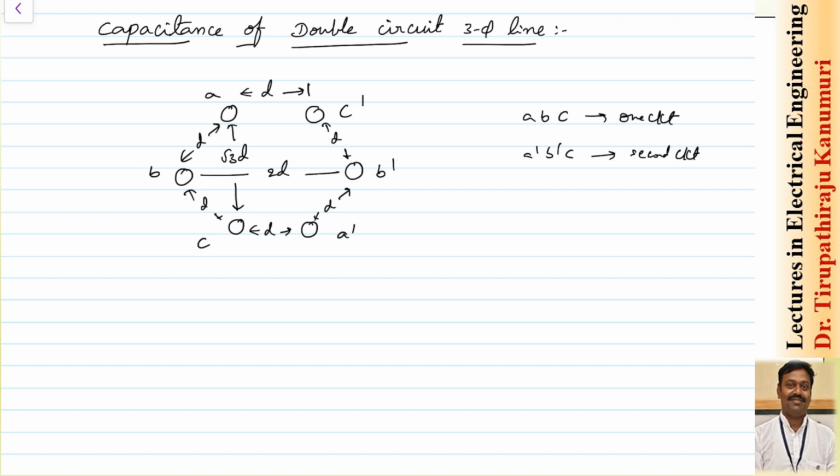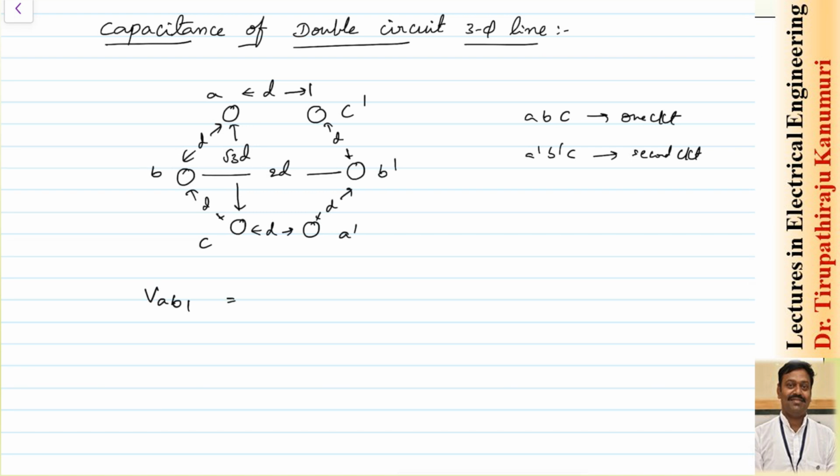Now we are going to calculate the potential between points A and B due to the first circuit. That means for the first circuit we are only considering the charge on the A, B, C subconductors. I am not considering the conductors A dash, B dash, C dash. Let us assume the charge carried by each conductor A, B, C is Q, or for each conductor I can take QA, QB and QC.